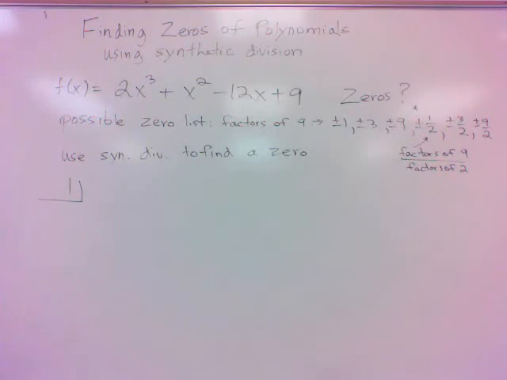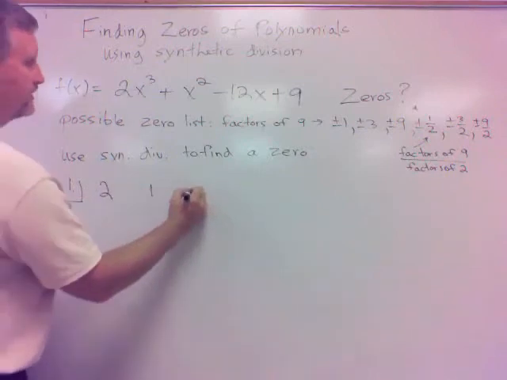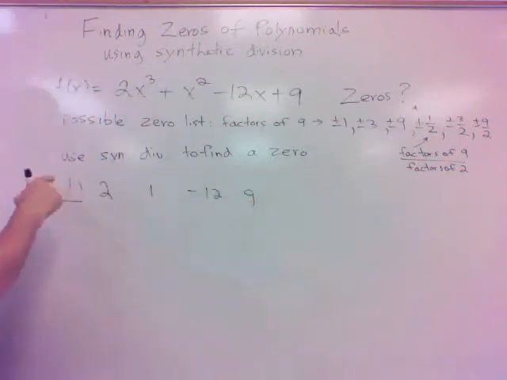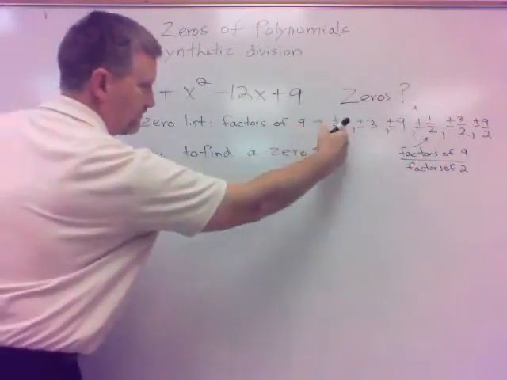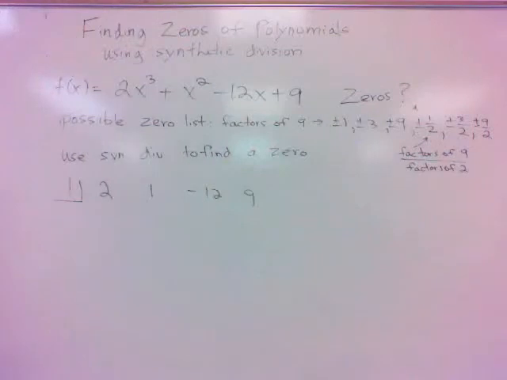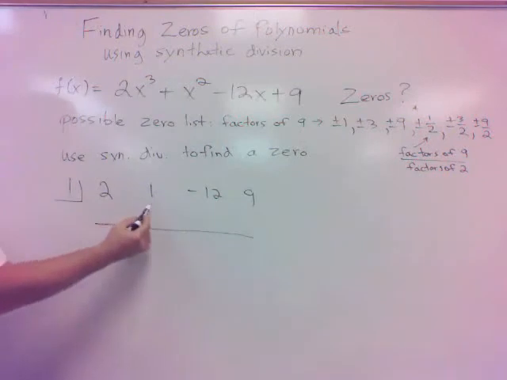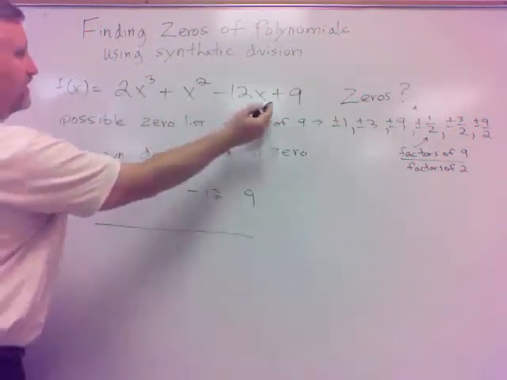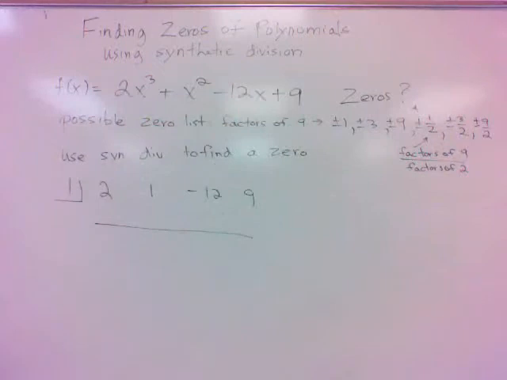Start with 1. All right, so 2, 1, negative 12, and 9. I just started with the first one on the list, positive 1, and see what that gets me, and use my synthetic division. And these, where did I get these? 2, 1, negative 12, and 9. Where did those come from? Those are my coefficients of my polynomial there, and the constant.